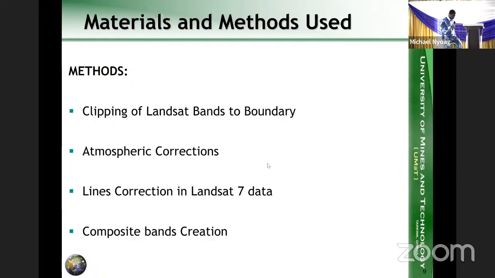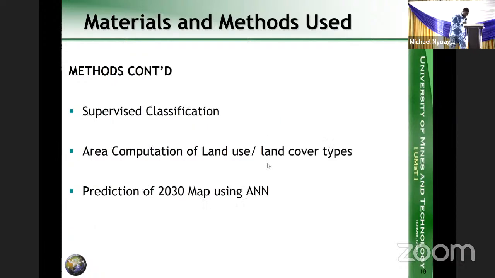Then we used supervised classification because we went to the ground, we collected data, and we had to classify that this is water, this is vegetation, this is development, this is an urban area. So we used the supervised classification method. And then we did area computation of the various land use, land cover types in our software. And then we finally did the prediction using artificial neural networks of the Upper Shama area.